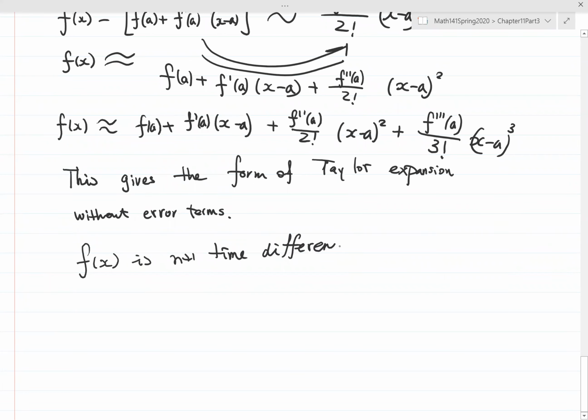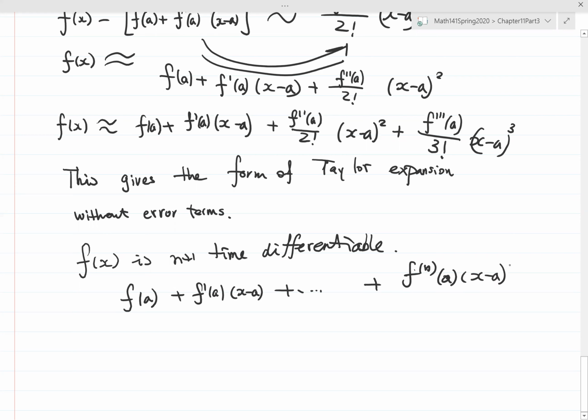So if we do approximation again and again, finally we use Taylor expansion. The right side will be f(a) plus f'(a)(x minus a) plus etc., plus the nth derivative of f at a multiplied by (x minus a) to the power n over n factorial.